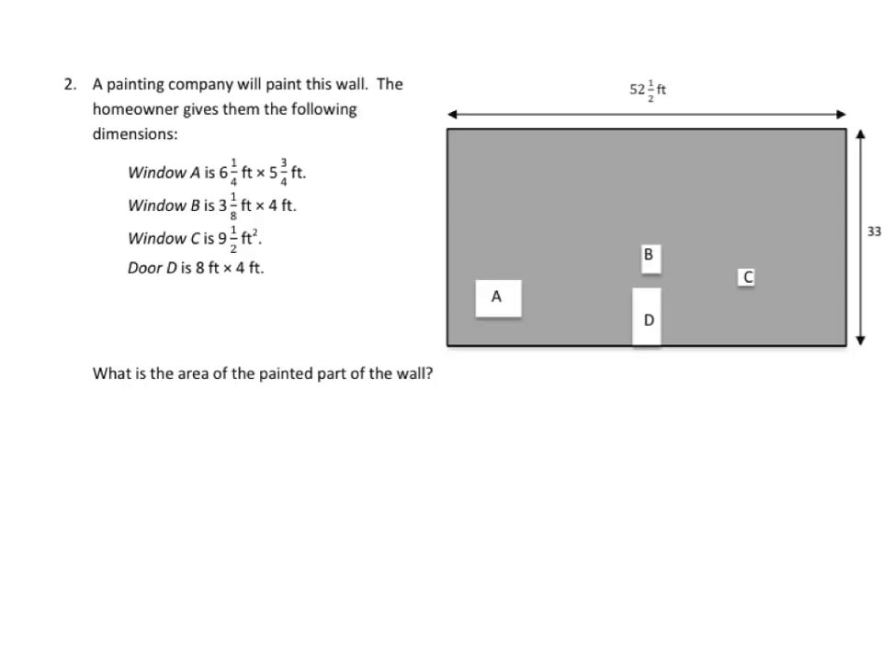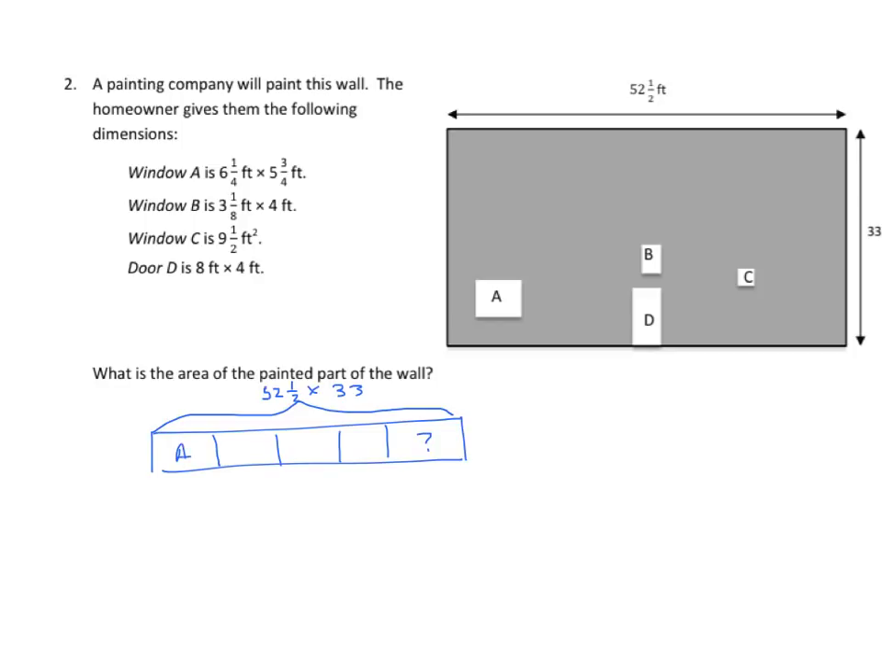If I did an area model, or not an area model, a tape diagram, I don't know what the whole is, right? But we have, this is 52 1/2 times 33. We have window A, window B, window C, door D. This is not to proportion at all. And we're going to look for this part here. So A, B, C, and D. And that should be a very familiar area model. There's a couple of ways to approach it. It's not a really hard problem, but there's a lot of computation.